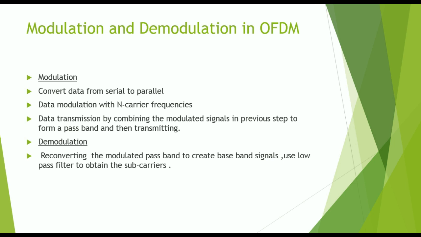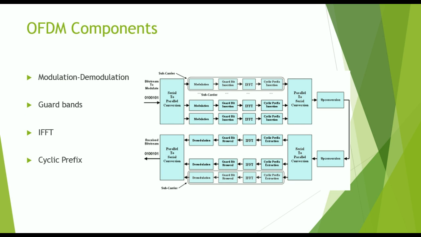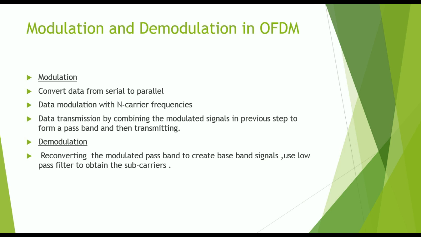So, what happens in the modulation and demodulation of an OFDM system? As we can see here in the block diagram, the input data is first converted to n parallel data with the help of serial to parallel converters. The parallel data is then modulated with the help of n carrier frequencies. These subcarrier frequencies are orthogonal to each other, and during demodulation, the modulated passband that has been created during modulation is reconverted to baseband signals using low pass filter to obtain subcarriers.